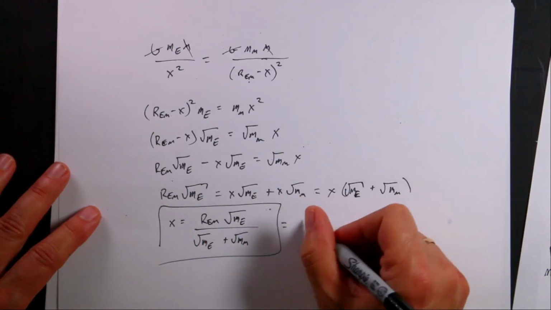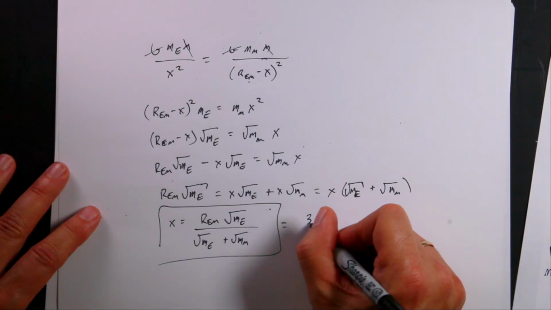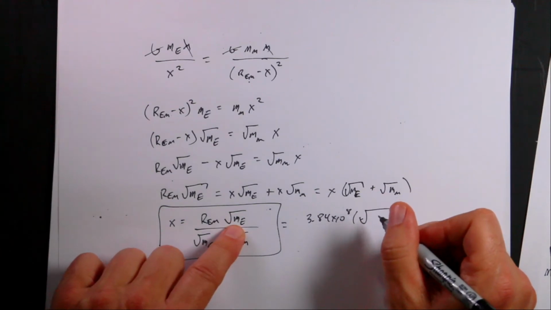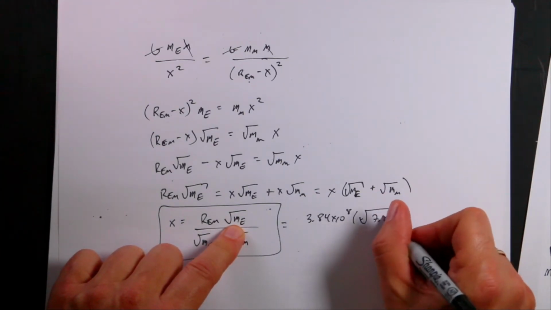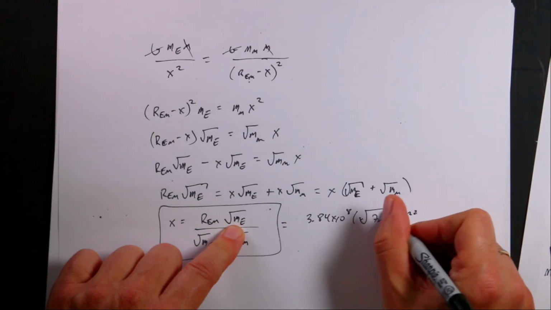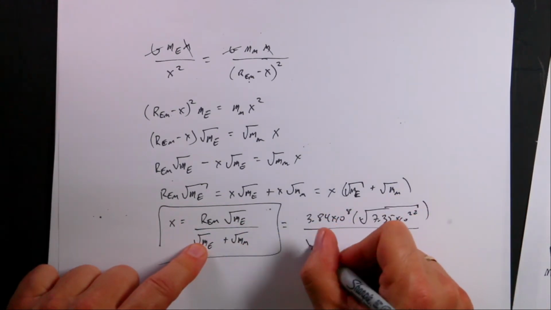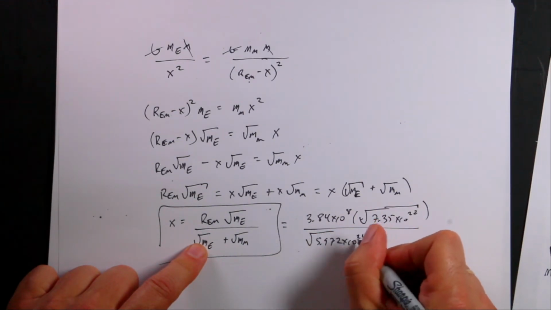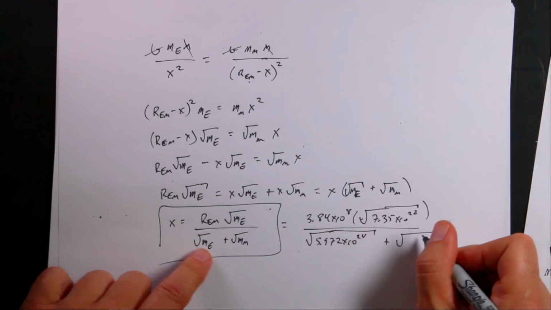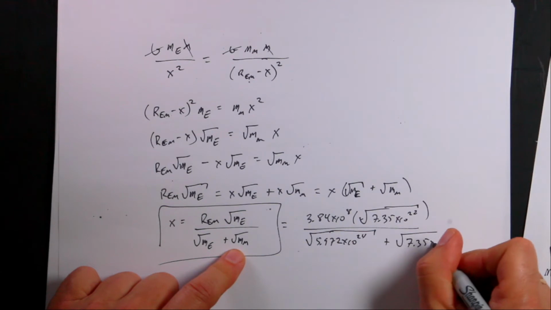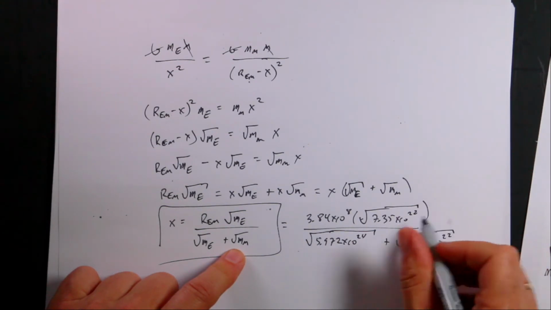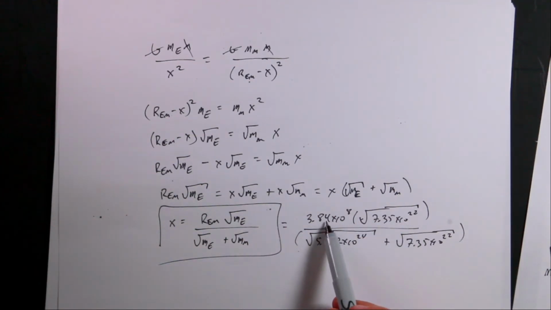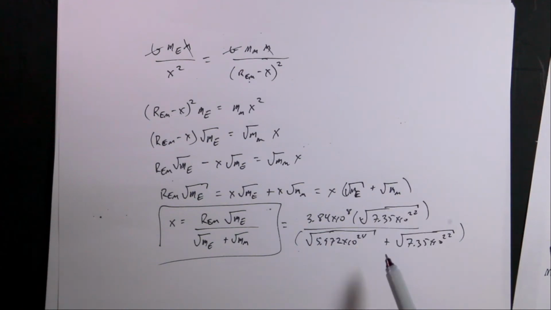Done. Okay, let's go ahead and put our numbers in. I'm going to leave off the units: 3.84 times 10 to the 8th. Then I have the square root of M_E, which is 5.972 times 10 to the 24th, over the square root of that plus the square root of M_moon, 7.35 times 10 to the 22. And I have to divide that on the bottom. Now, be careful, you can't cancel these. Don't do that. That's a bad idea. But you'll notice this is in units of meters, and all these have the same units, so the units cancel.